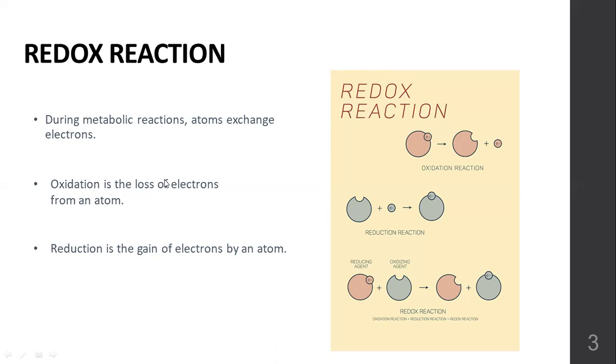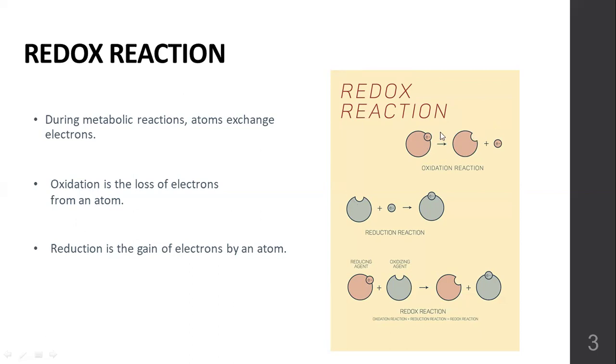In reduction, atoms will gain electrons. We call it an exchange: atoms exchange electrons. Some atoms will lose, and the others will gain that lost electron. So this exchange is taking place. Together, reduction plus oxidation, we call it a redox reaction. Re from reduction, ox from oxidation. So redox means reduction and oxidation combined together. We call it a redox reaction.